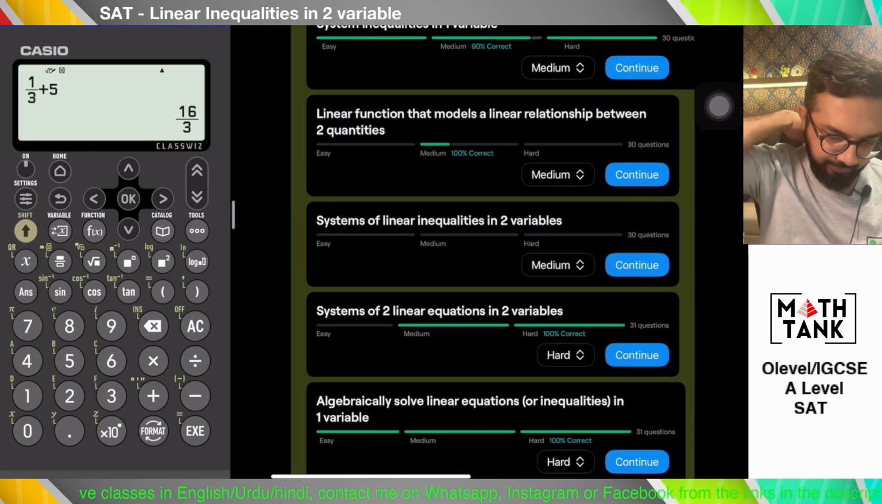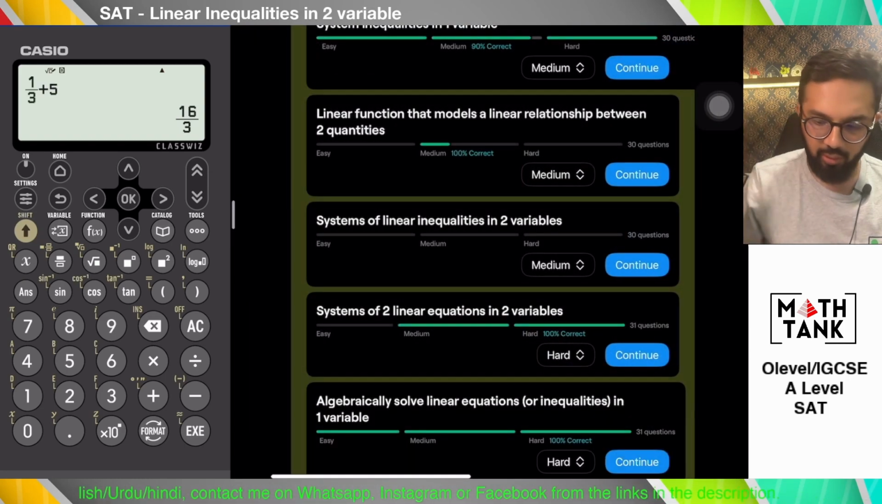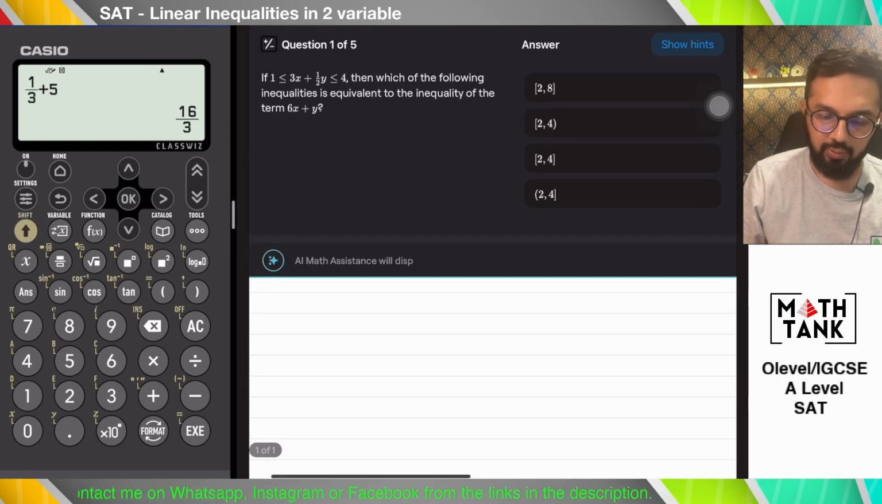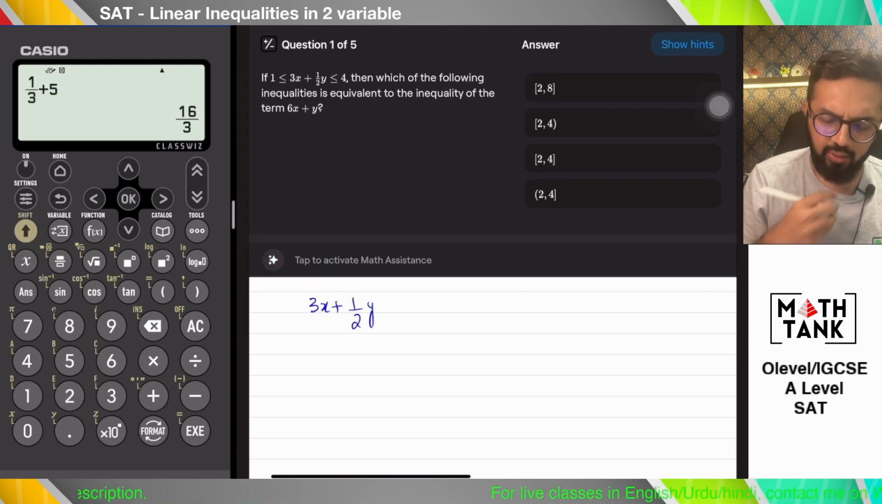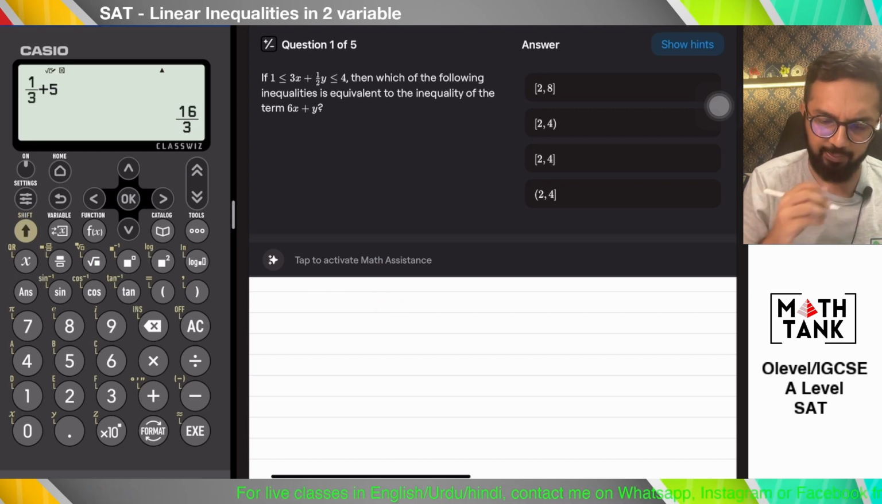Let's go on to more medium level questions. The first one says 1 is less than or equal to this. Okay, so this is a set of two inequalities. The first one is 3x plus half y. Okay, what does it say? It says that I need to find out the values of 6x plus y.